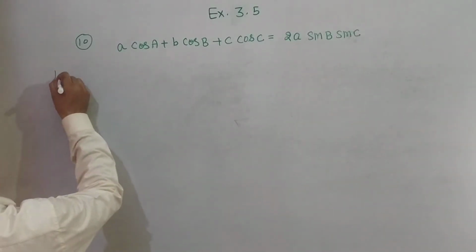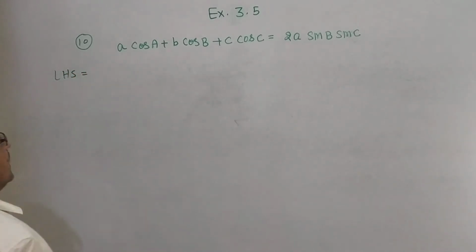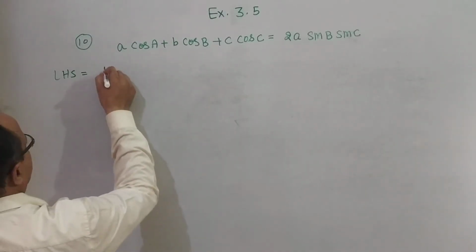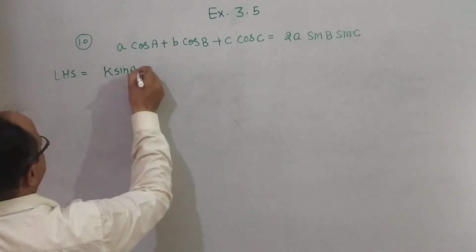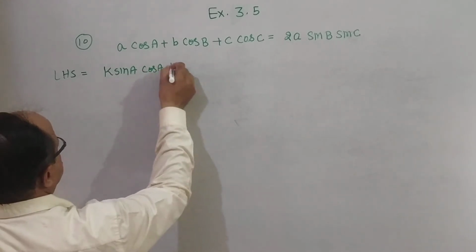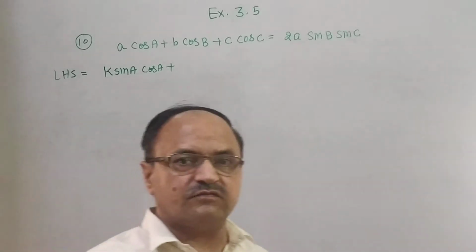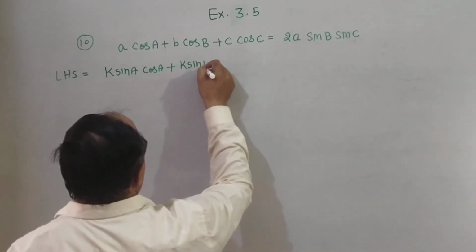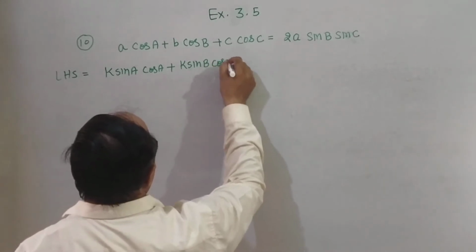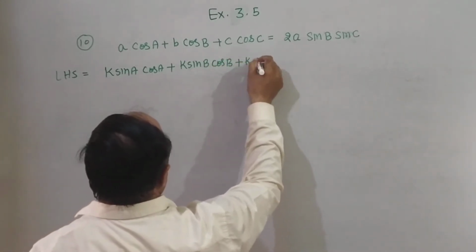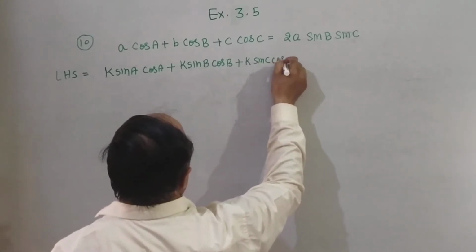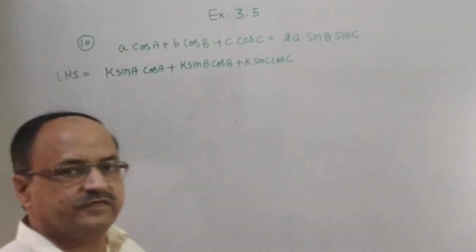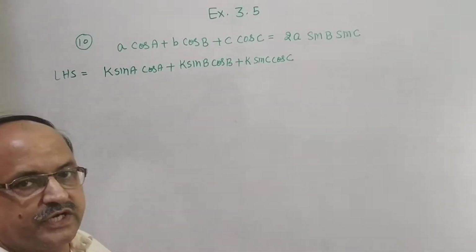Left hand side, according to the sine formula, a is equal to k sin A, cos A, and according to the sine formula, what is the value of b? b is k sin B cos B plus k sin C cos C, correct? Just put the value of small a, small b and small c according to the sine formula.